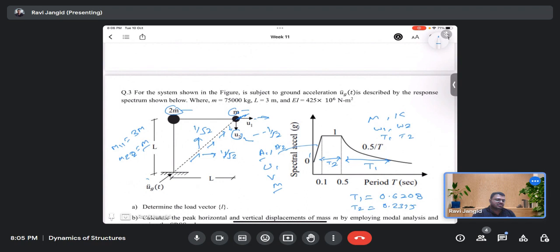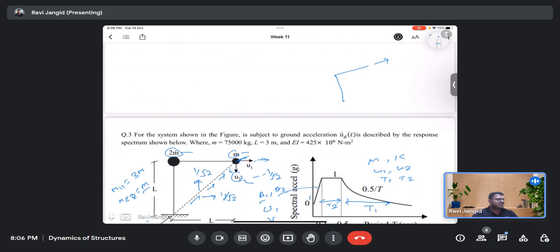How do we create that? Let us suppose I am giving a unit acceleration, U double dot is equal to 1. I think for understanding, maybe it will be better to assume displacement. Acceleration will happen automatically, so we'll consider unit displacement in this direction. So that is your mass. It is 2m.